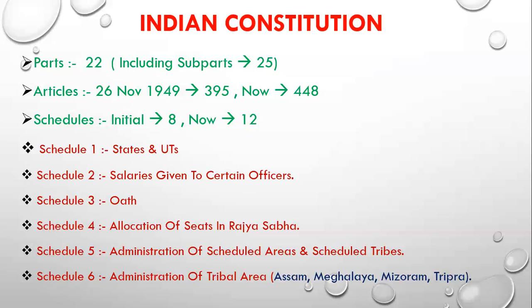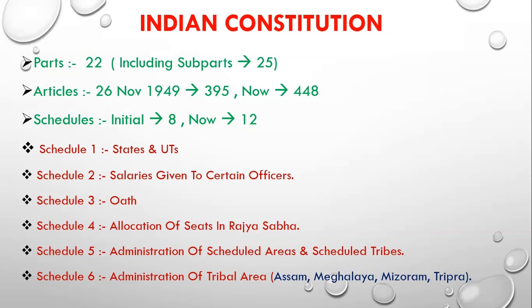Now friends, when the Constitution was enacted on 26th of November 1949, there were 395 articles in the Constitution of India. But now, after many amendments, certain articles were added and certain articles were removed. So currently there are 448 articles in the Constitution of India. You should try to remember this fact.